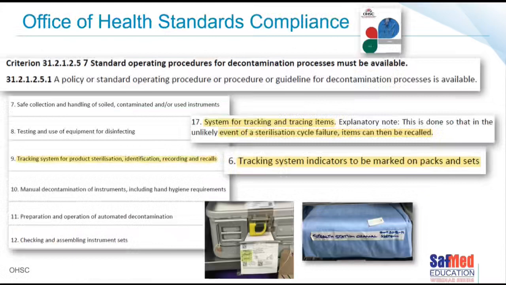The Office of Health Standards Compliance says we need a system for tracking and tracing items so that in the event of a sterilization cycle failure, we can recall our items, and that the tracking system indicators and marks must be placed on the packs, on the outside of our sets and packs.